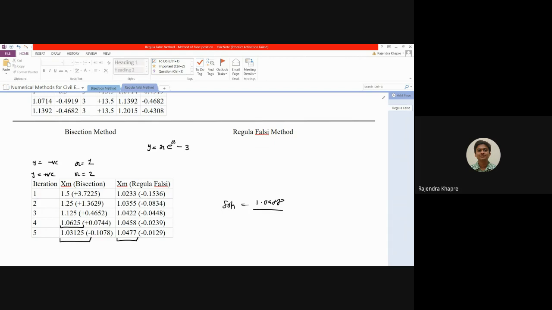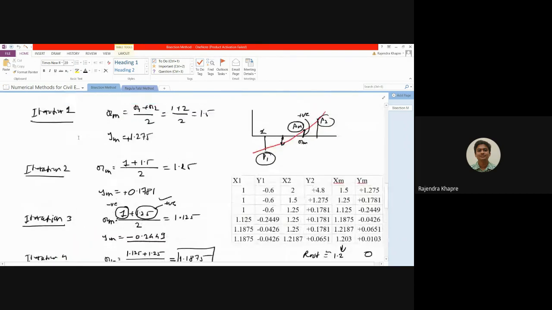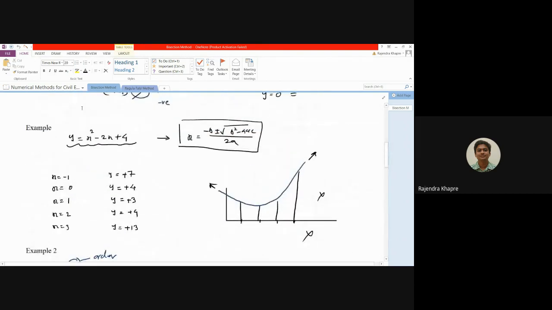Even the bisection method has it: we have to choose two roots, such that one root should be on the positive side and the second root should be on the negative side. If you see the notes of your bisection method, when we started, we chose this equation, y equals x to the power 2 minus 2x plus 4. We tried many guess roots. We started with minus 1, 0, 1, 2, 3, and so on. Every time we are getting a positive value. We are not in a position to get one root which is negative.